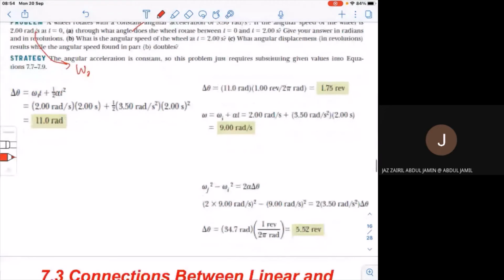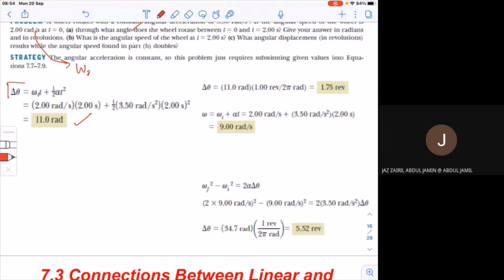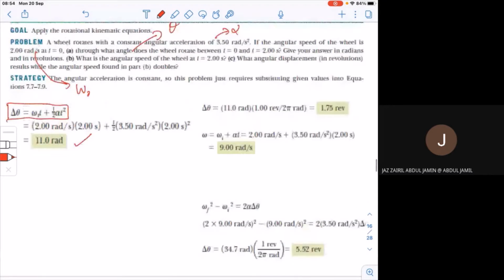So here we get delta theta equivalent to, using this equation. Now you have alpha, you have omega naught, and you have time, so you can calculate delta theta. Give your answer in radians and in revolutions. This one is radian, and in revolutions it is 1.75 revolutions.